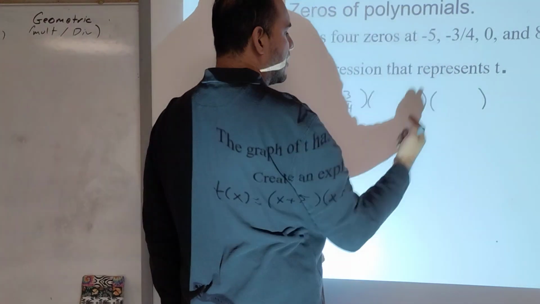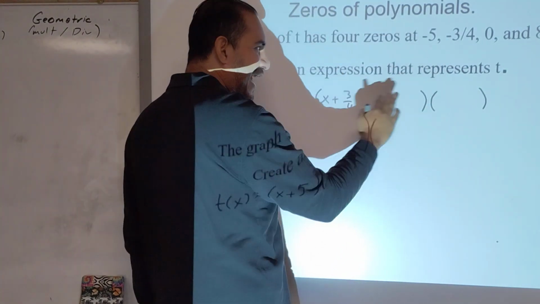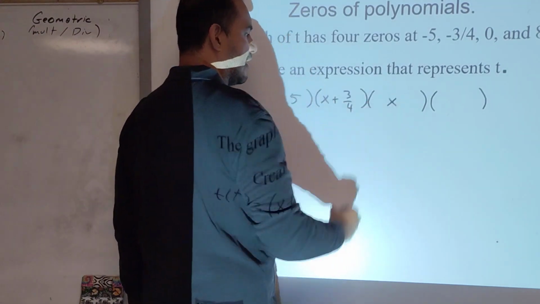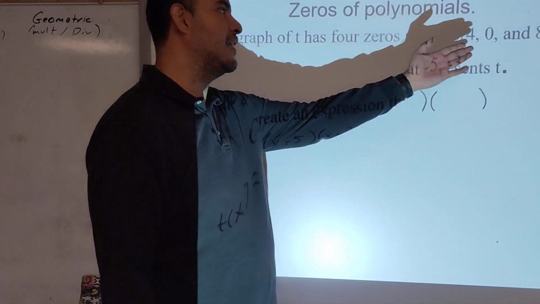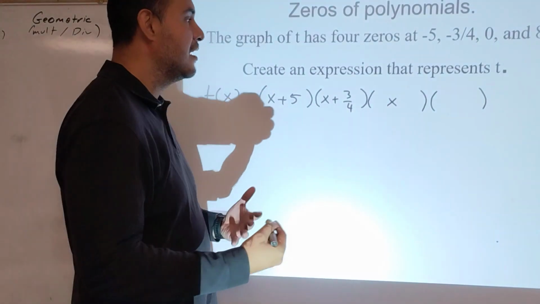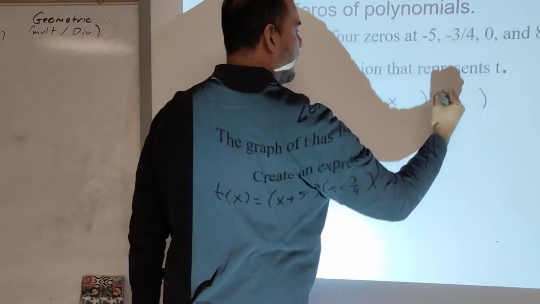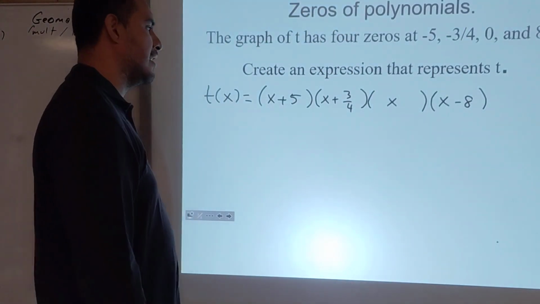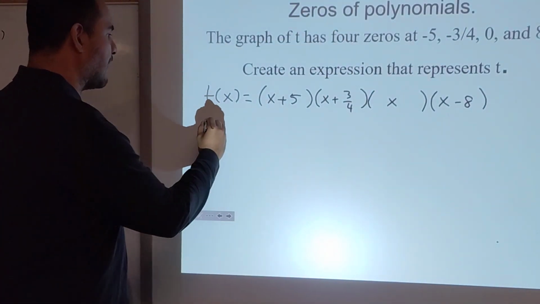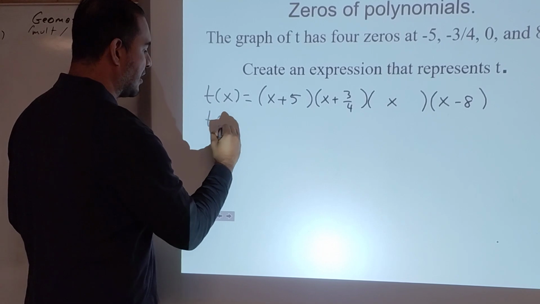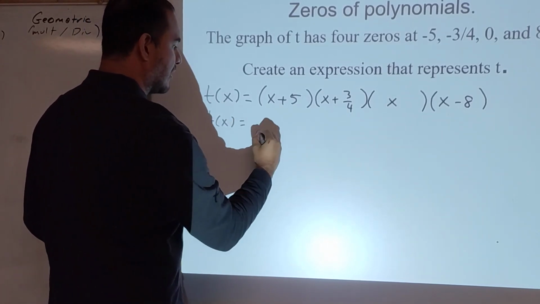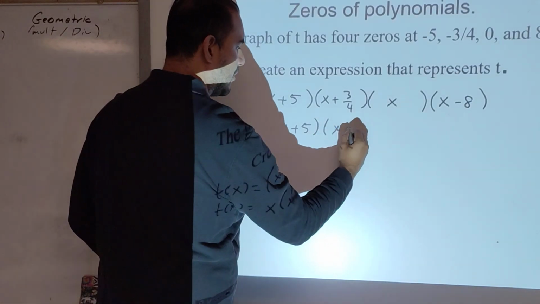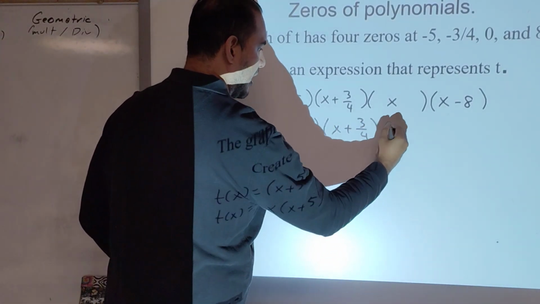Also, if we have a 0 as one of our zeros, you could write x plus 0 or x minus 0, doesn't matter, but typically we'll just write x. And finally, for the 8, since it's a +8, the factor that's going to give us a 0 with x equals 8 is x minus 8, the opposite of what's there. Normally, we'll put that x in the front. That's going to be x times x plus 5 times x plus 3/4 times x minus 8.